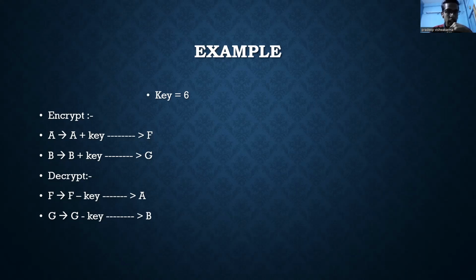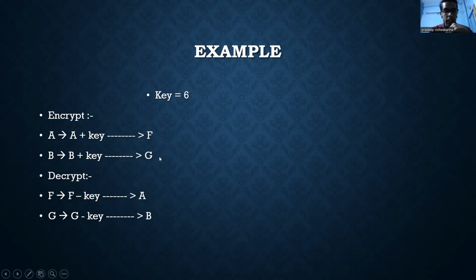So we are adding a key that is provided by the user, and adding it to A will make F. Now we have B, and with the key, B, C, D, E, F, then we go to G. Here I am taking key 6. So now we have an encrypted message FG.